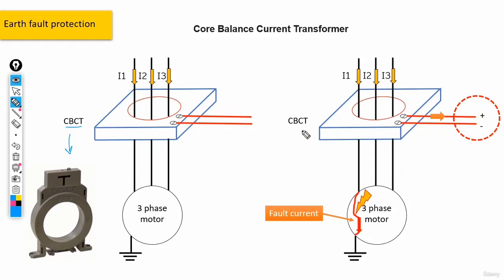Now, what is the duty of this equipment? We said that we would have a current coming from these phases, I1, I2, and I3. When the current becomes unbalanced, more specifically when we have a fault current in our 3-phase motor, we would get a small signal, for example here. And obviously, through this signal, we would understand that we are having this earth fault in our motor. Okay, moving on to the next slide.